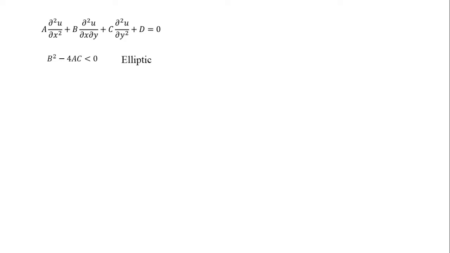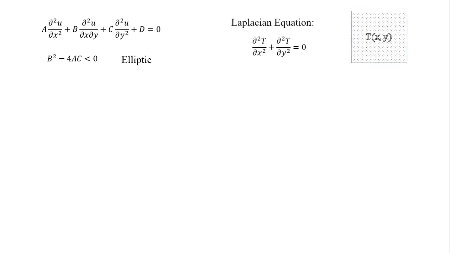A typical example of elliptic equation which we considered in the previous lecture was a Laplacian equation, and this equation is used to calculate temperature distribution in a two-dimensional domain. Here we have one dependent variable, that is temperature T, and two independent variables x and y. The value of b square minus 4ac for this particular equation is minus 4, which is less than 0, and hence the Laplacian equation comes under the category of elliptic equation.